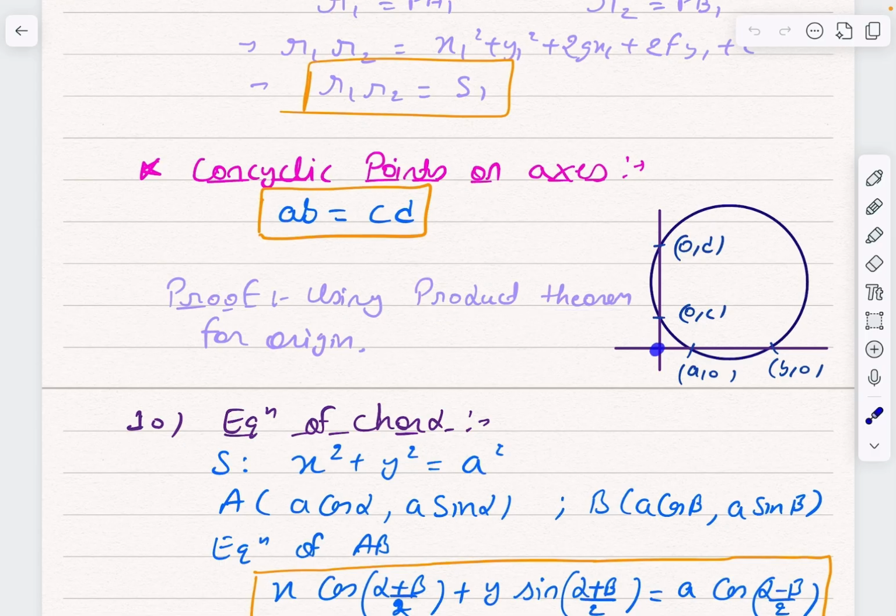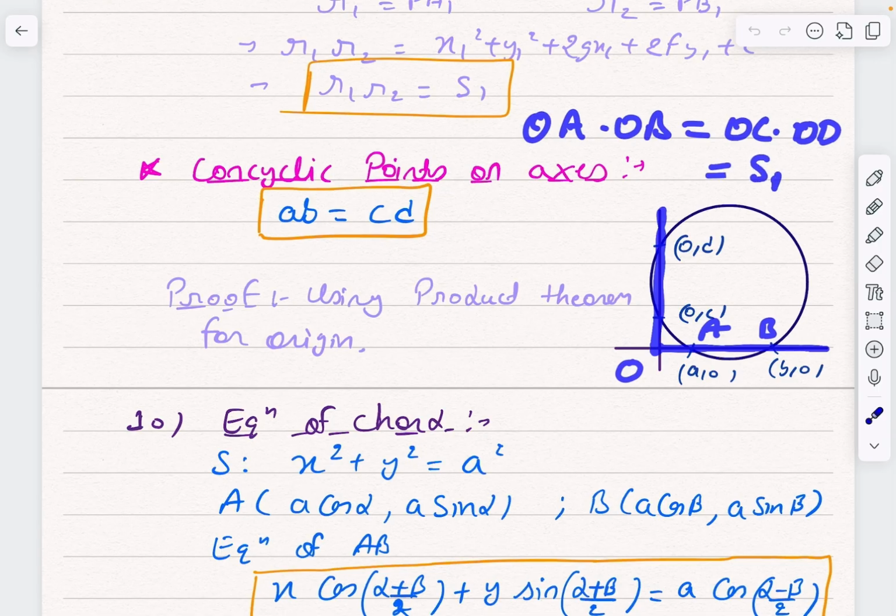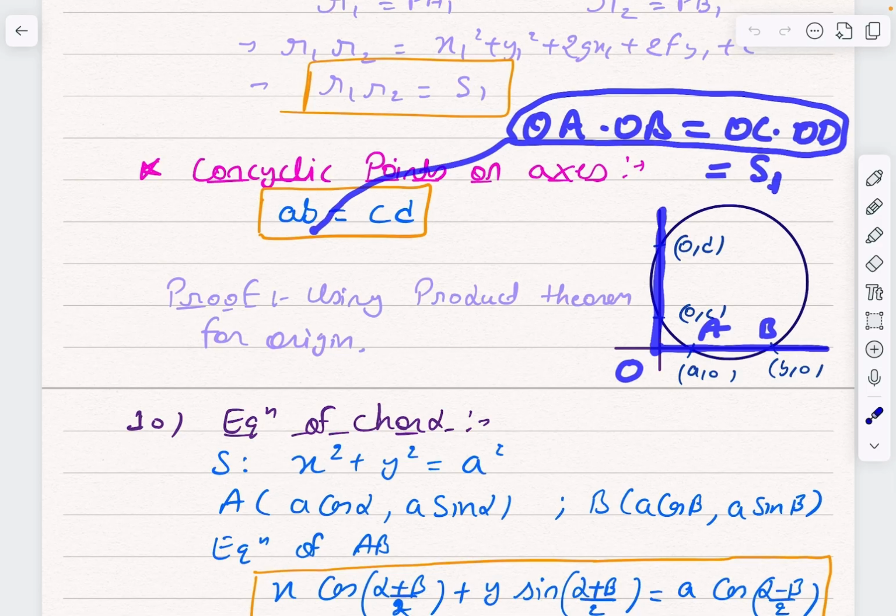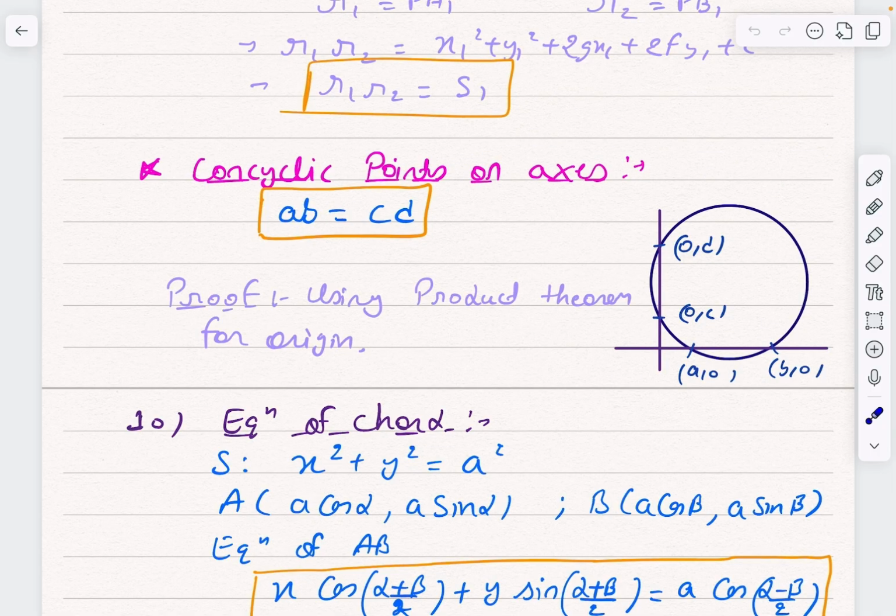If I take the origin as a point, so let us say this is O, this is A, this is B. The x-axis will just be a secant through the origin, the y-axis will just be a secant through the origin, and the product of distances, that is OA into OB, will be equal to OC into OD. And they both will be equal to the power of the point also, but that is not needed here. We just say OA into OB equals OC into OD. That gives you AB equal to CD, because OA will be a here, OB will be b here. Okay, so next time we see something like this, directly you can say the product of x-intercepts will be equal to the product of y-intercepts.